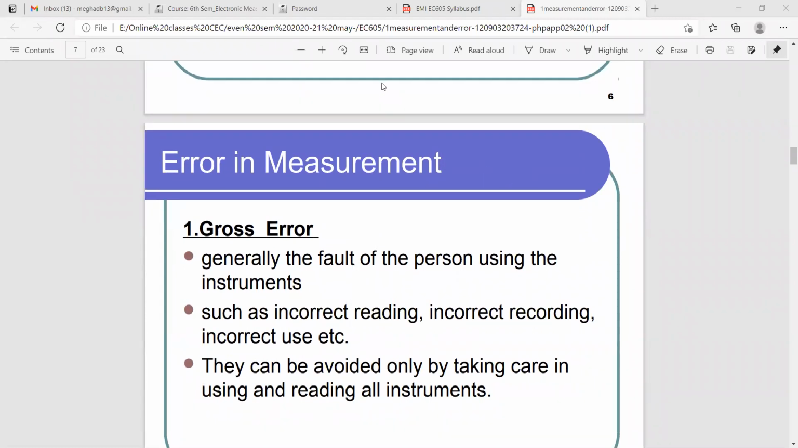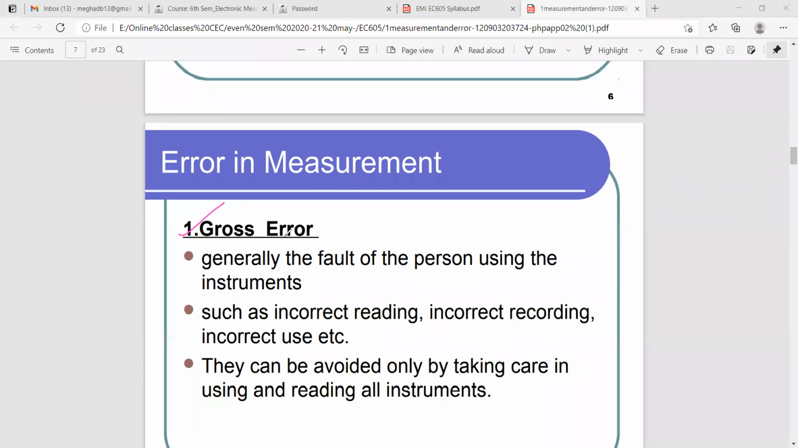Now, first of all, comes gross error. The word gross error you can see here. There are three main points in gross error. Once you go through this slide, you can see that generally it is the fault of the person using the instrument, such as incorrect reading, incorrect recording, incorrect use, and they can be avoided only by taking care in using and reading the instrument.